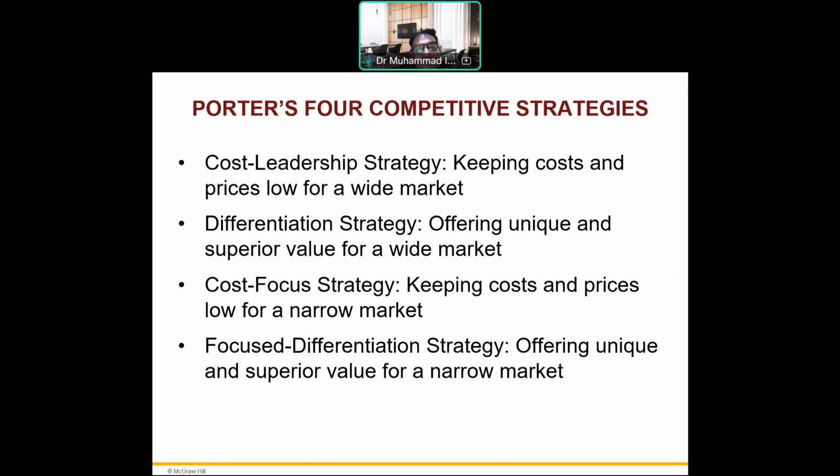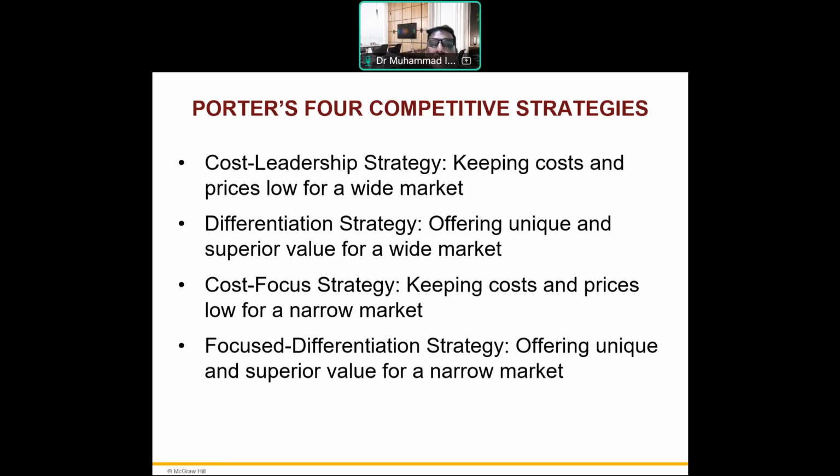And the cost focus strategy means keeping cost and prices low for a narrow market. But focus differentiation strategy means offering unique and superior value for a narrow market. So try to understand these two types and don't be confused here. Focus means they target some specific group, a group nobody targeted before, but you are going to target that one. Those neglected customers, that neglected market, can only pay you a low price. So that's why you offer a low cost product there.